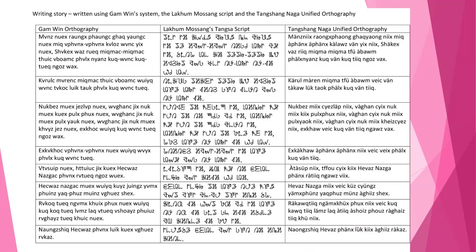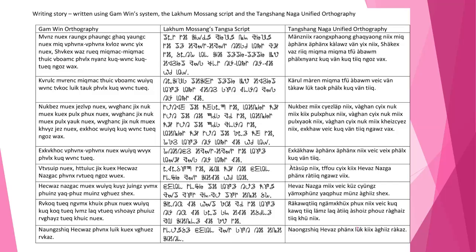So I thought this was the most appropriate story to convert into 3 different scripts that are or could be in use for the Muishaung language. So on this slide, what you see is the whole of that story. On the left-hand side, the Roman-based orthography created by Rev Gam Win. I'll talk a bit more about that shortly. Then the script created by Lakhum Mossang, and what is known as the Tangsa Naga Unified Orthography, which some people on the Myanmar side are wanting to introduce for use by all the Tangsa groups. And here what we have is the same story in these 3 different systems.